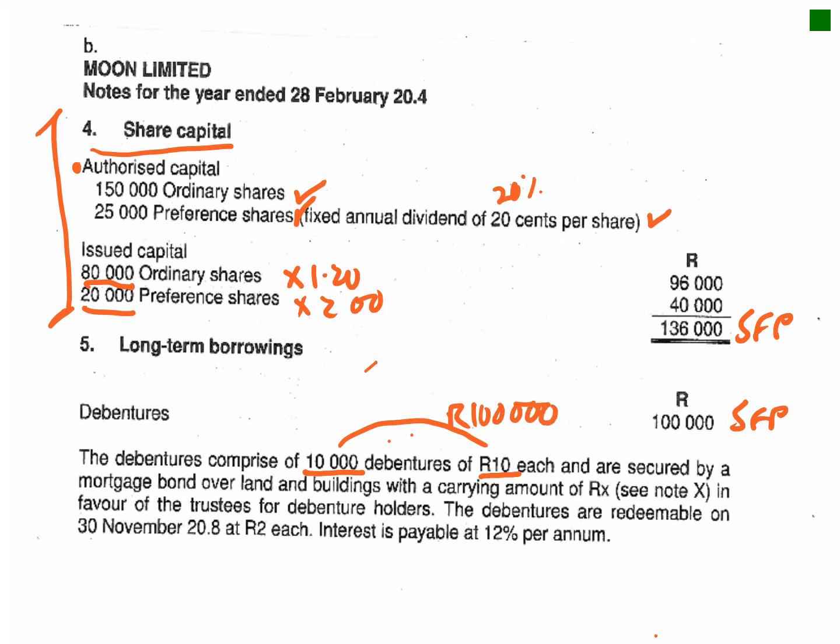Then this information you have to memorize what you have to say. So for long-term liabilities, you must say if they're secured, and these debentures are secured by land and buildings.